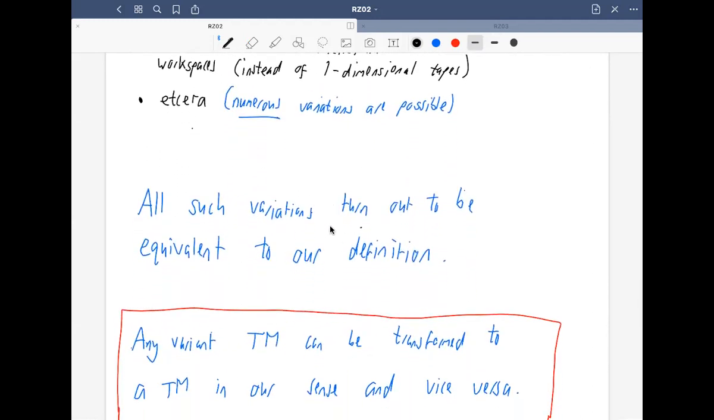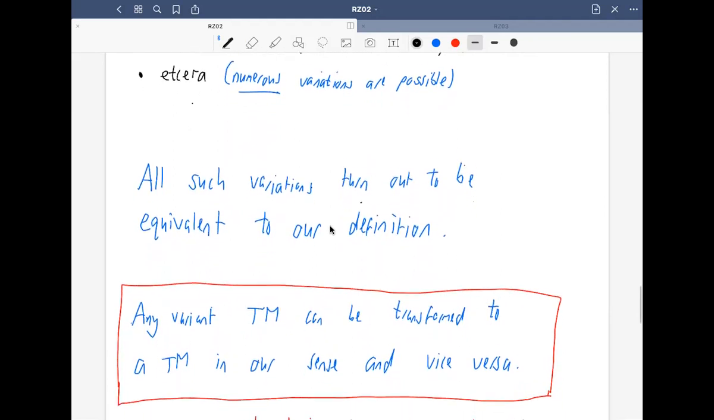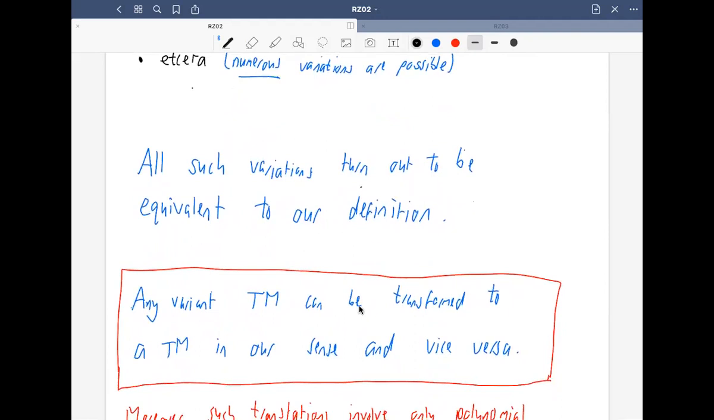But they're all equivalent to each other in that whatever variation we choose, we can transform any such variation back to a single tape Turing machine. However, when we do that, there might be a little bit of a loss of efficiency. I think you did this last week in the exercise class. You translated a multi-tape machine to a single tape machine, and you hopefully found out that the runtime could grow quadratically when you do that.